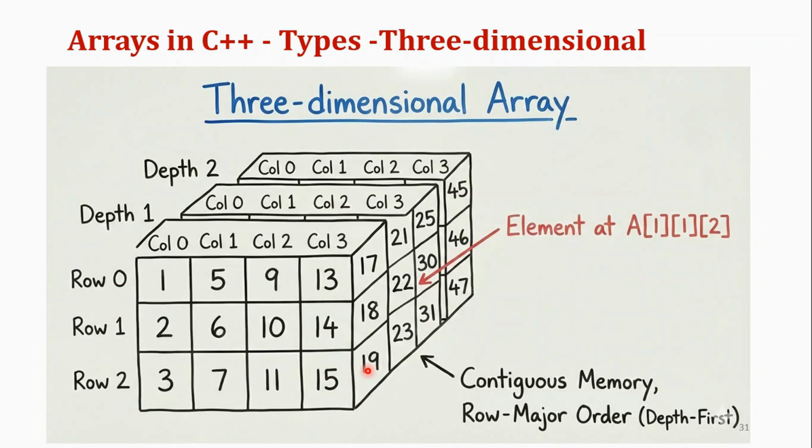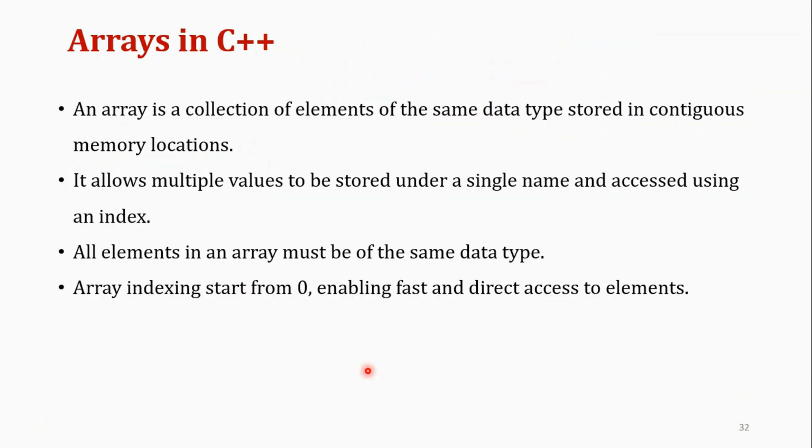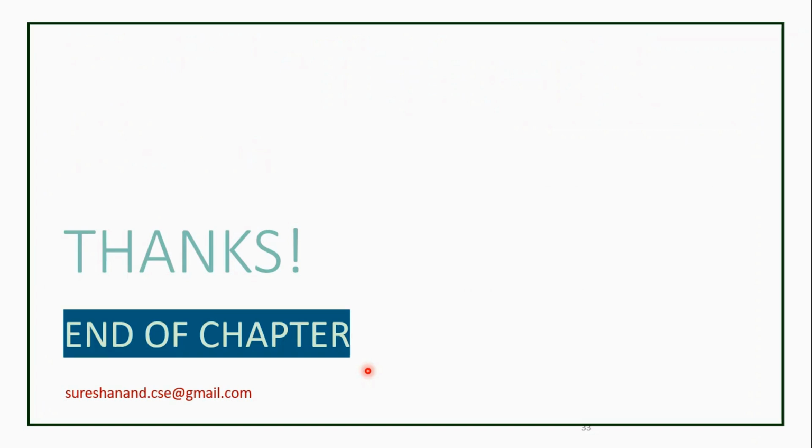So I'll give the materials and codings for demonstrating 1-dimensional, 2-dimensional, and 3-dimensional arrays in a separate material at the end of the chapter. You can refer to that. And if you have any doubt, you can contact me. So that is what arrays in C++ are. So with that, we are ending this chapter.